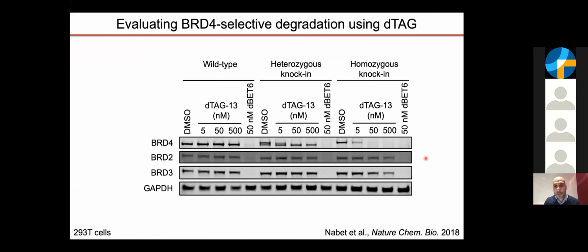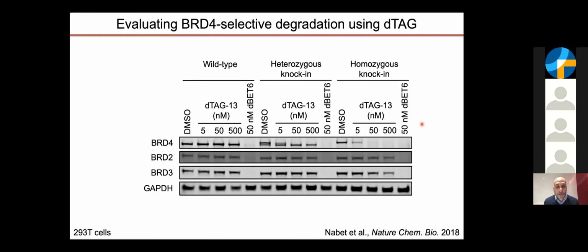So here in 293T cells, we were able to achieve this and develop a homozygous knock-in clone where we could nicely tag BRD4, trigger its degradation with the dTAG molecule, sparing BRD2 and BRD3. Here then we could do the comparison where we evaluate the pan-BET bromodomain degrader, dBET6, which hits BRD2, 3, and 4 quite selectively and potently, and compare that to the consequences of BRD4 loss.